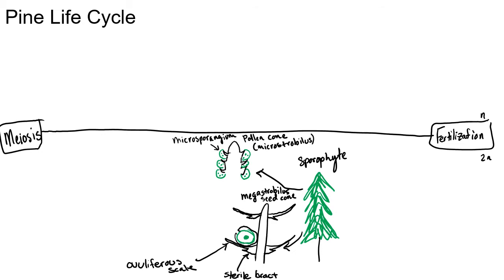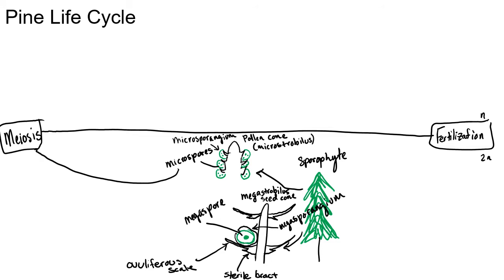So microspores, megaspore inside the megasporangium. These are the two sites of meiosis. So microspores are going to undergo meiosis, and the megaspore is going to undergo meiosis.